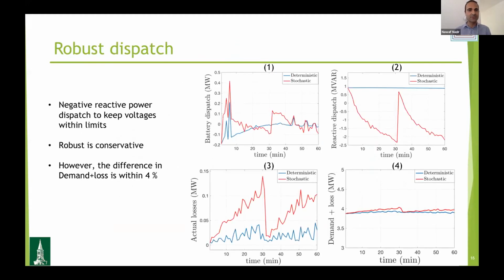Finally, I show the comparison between the dispatch of the stochastic and deterministic approaches. In figure 1, you can see that the battery dispatch is different. Furthermore, the reactive dispatch is negative in the stochastic formulation, which results in the voltages being within the bounds. Figure 3 shows the comparison between the losses, which are the objective function in this case. So clearly stochastic is a bit more conservative, which is expected. But if you see the total demand plus loss, then the difference is not that much, it's less than 4%.